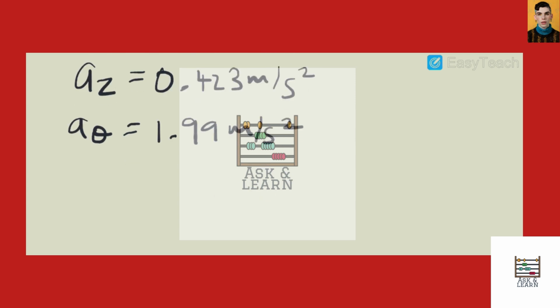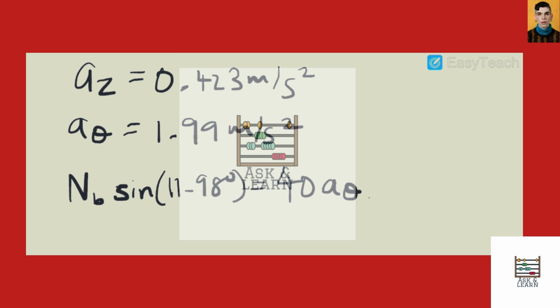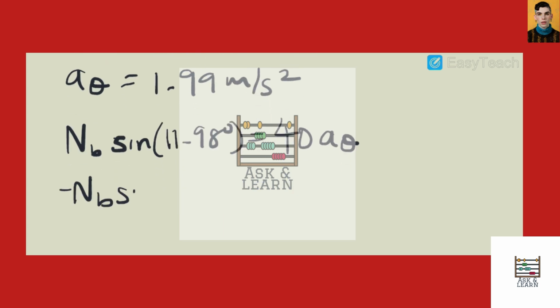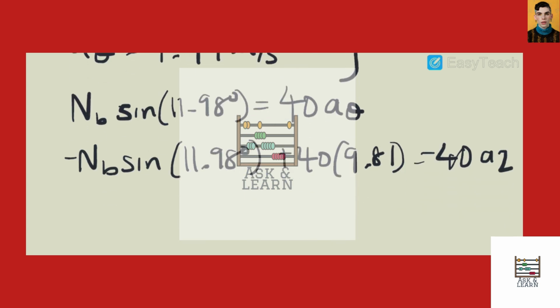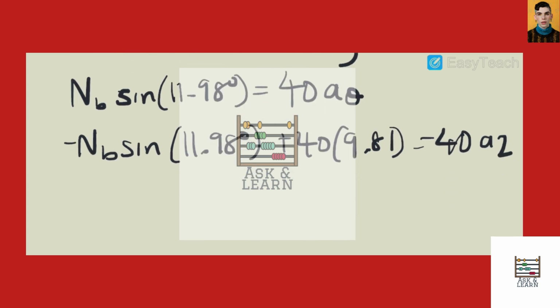Recall that our Newton's second law in the theta and z directions yielded that NB sine of 11.98 degrees is equal to 40 times a theta, and that negative NB cosine 11.98 degrees plus 40 times 9.81 is equal to 40 times az. So using these two pieces of information, we can go ahead and solve for NB. And what we see is that NB is equal to 383.85 newtons.